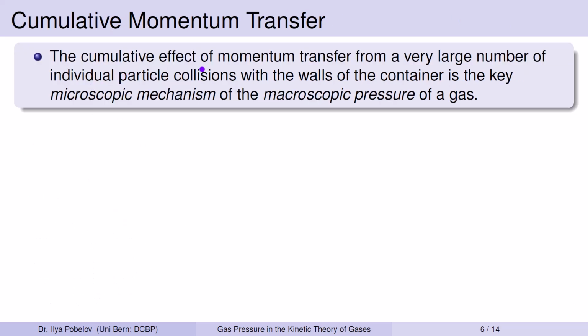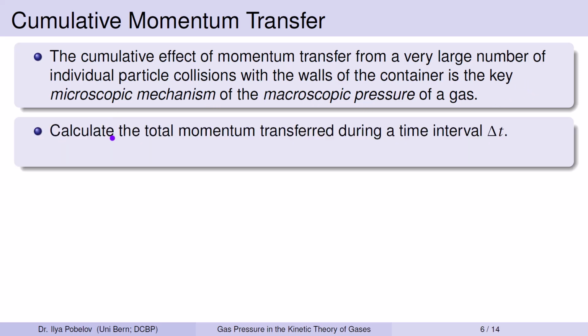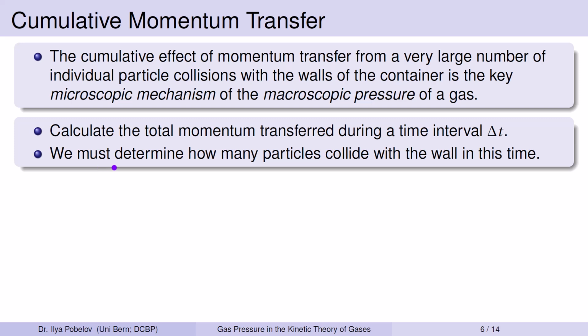The cumulative effect of momentum transfer from a very large number of individual particle collisions with the walls of the container is the key microscopic mechanism of the macroscopic pressure of a gas. Our next goal is to calculate the total momentum transferred to the wall during a time interval delta t. To do this, we must determine how many particles collide with the wall in this time.